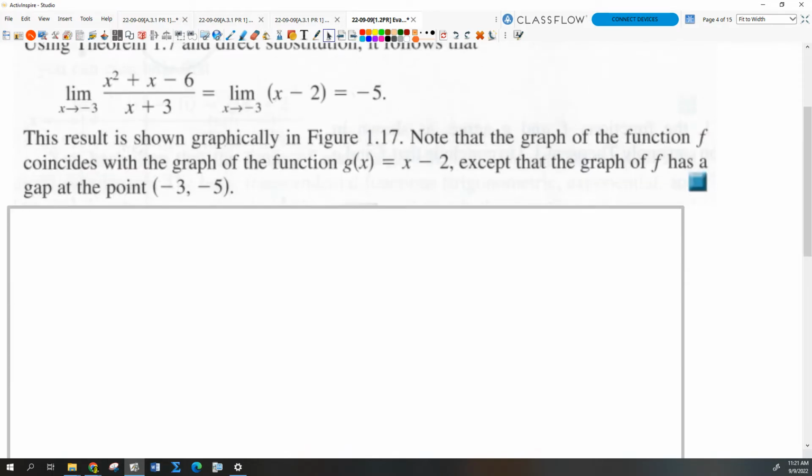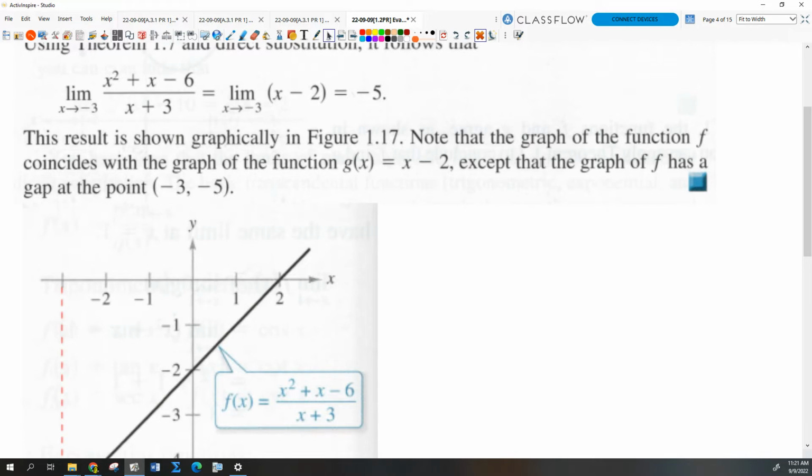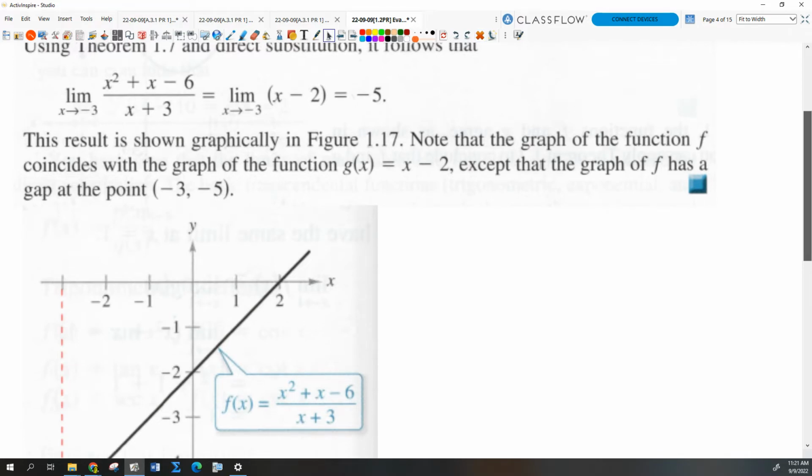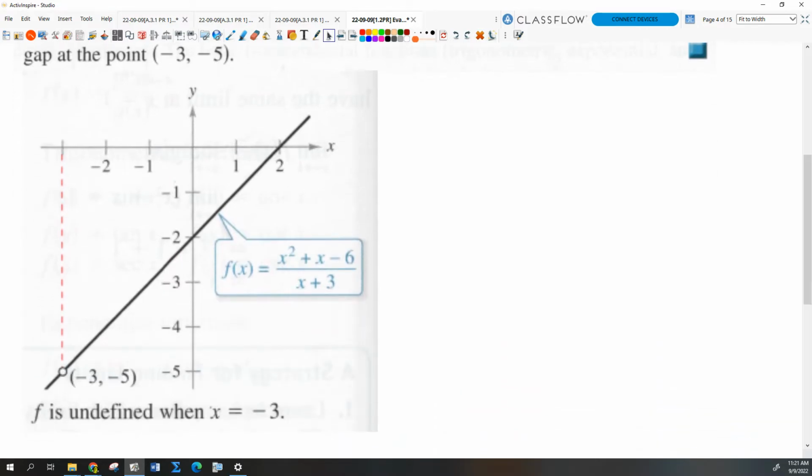And really what this corresponds to, and I think we had a pretty good handle on this yesterday, is we are filling in the hole, right? There was this original function that had a hole at x equals negative 3. We've traded it for a new function that fills in that hole. So now we can evaluate the limit using direct evaluation or direct substitution.